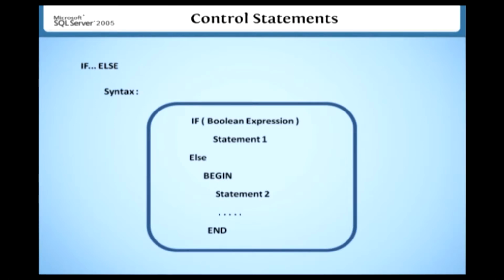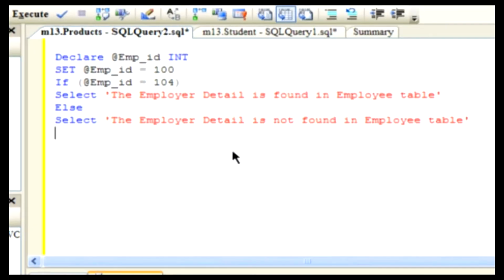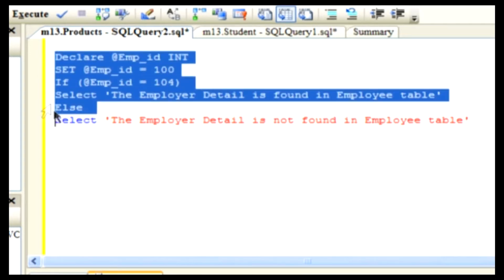If the Boolean expression is true, it will execute if condition statements. If the condition is false, it will execute else condition statements. If there is more than one statement to execute in if or else, then these have to be enclosed by the begin and end statements. Let's see with an example. Enter these codes in the Query Editor window.